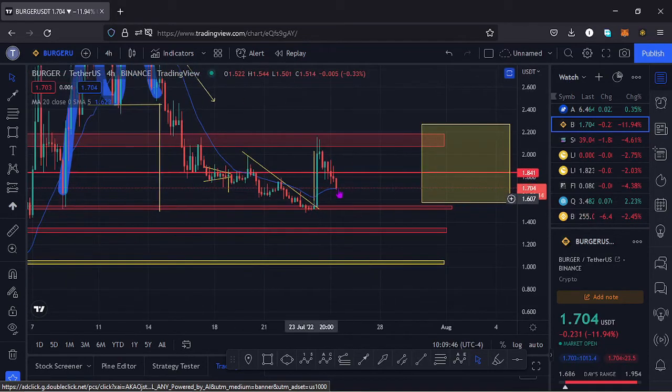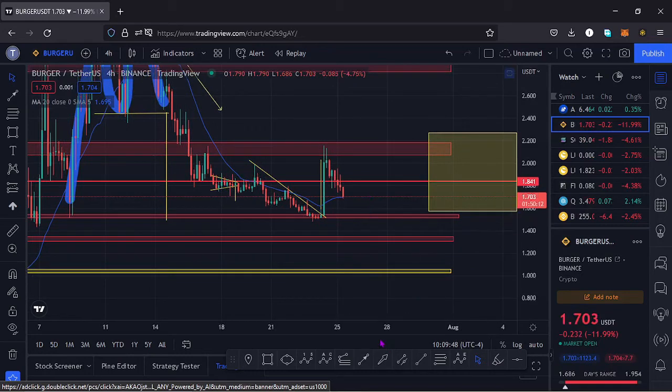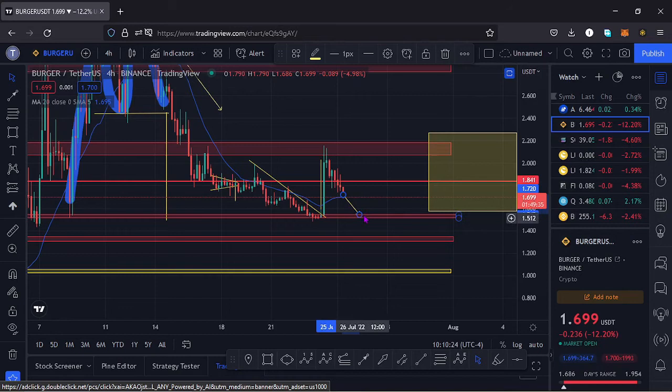And that brings me to the very first movement that I expect to play out here. The first movement that I expect to play out over here is that the price of Burger can continue unlocking even lower prices and take us to around the $1.54 mark, where we have our next key area of support. And within that support line, it's possible that we find support and then reverse to the upper side.